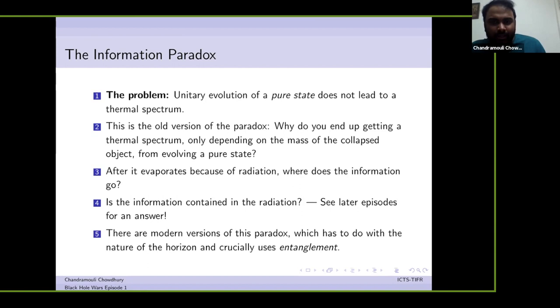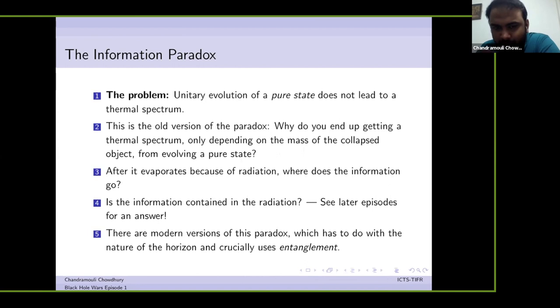Right. So now this is the old version of the paradox. As I stated, we've developed all the tools that we need to state it. This is the basic point: why do we end up getting a thermal spectrum, which only depends on very few properties, one of them being mass, from the collapsed object by evolving a pure state? If I start with some pure state and I collapse it onto a black hole, why is it that I end up getting a mixed state? That is not explained by typical quantum mechanics.